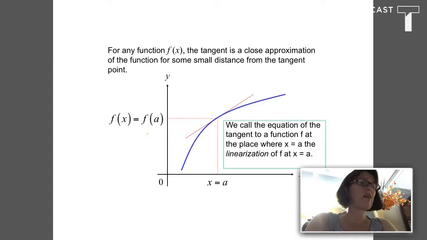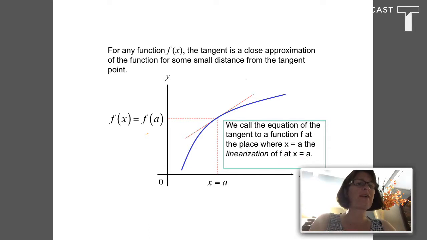Section 4.5 is called linearization. Essentially what we're going to do in this section is find the equation of the tangent line to a function at a particular x value, and then use that tangent line equation to approximate values of the function that are pretty close to that point of tangency.